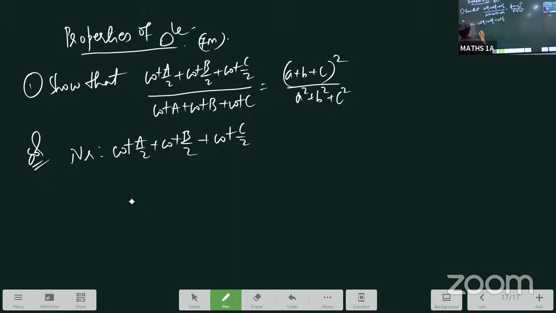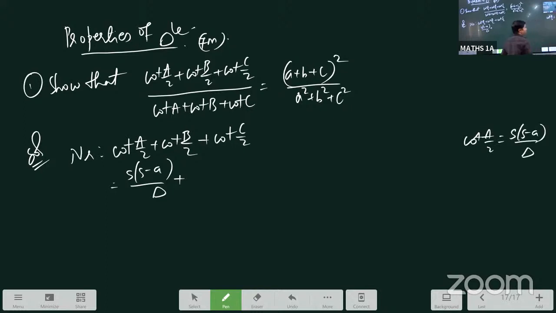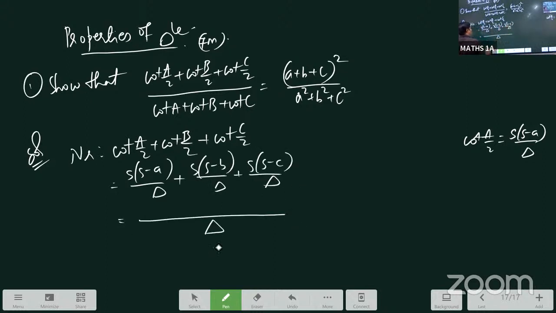I took the numerator separately. I am going to write it using the formula cot A by 2 is S into S minus A by delta. Please remember all these formulas. Then cot B by 2 will be S into S minus B by delta, and S into S minus C by delta. So delta is your common LCM.